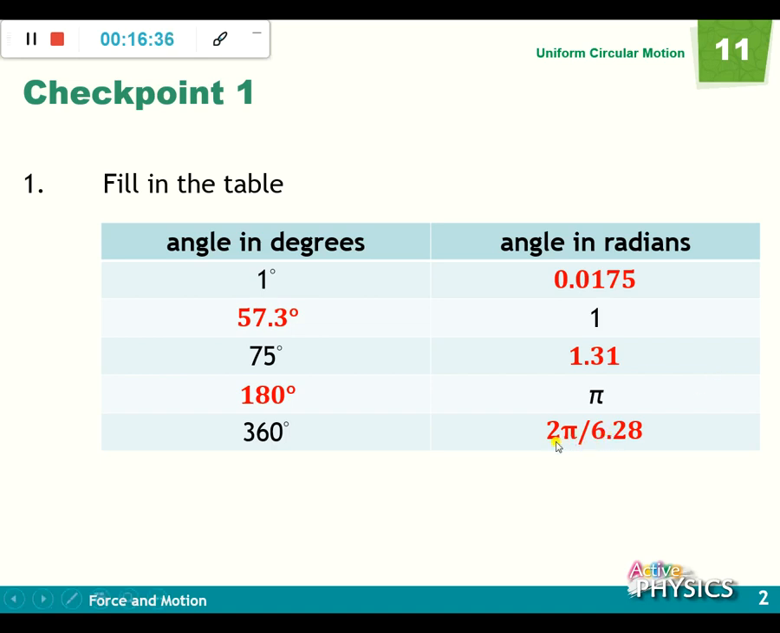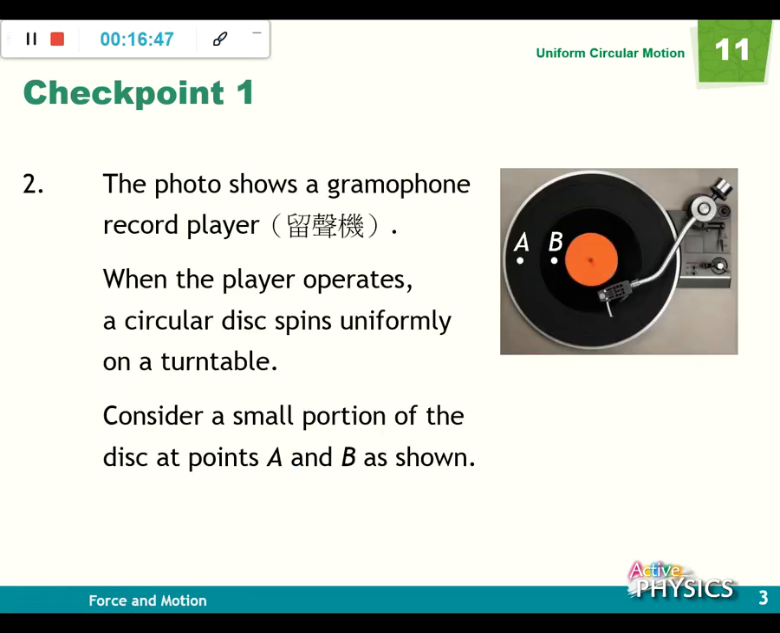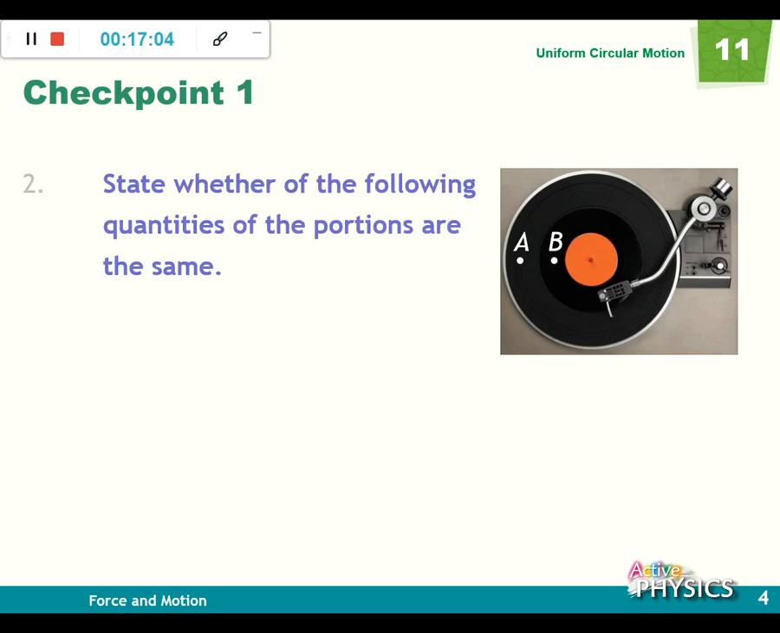This one, 2 pi over 6.28. Okay, you can use the calculator to do it. How about next? This one will be the record player, a vinyl record. When the player operates, a circular disc spins uniformly on a turntable. Consider the portions A and B. State whether the following quantities of the portions are the same.